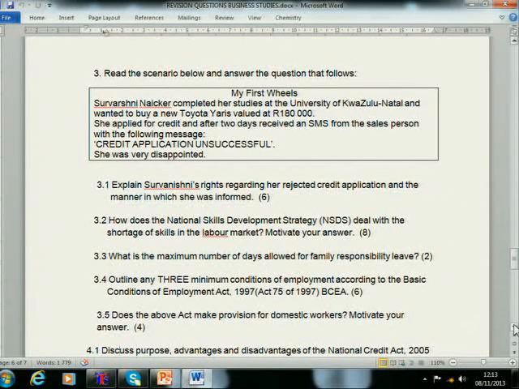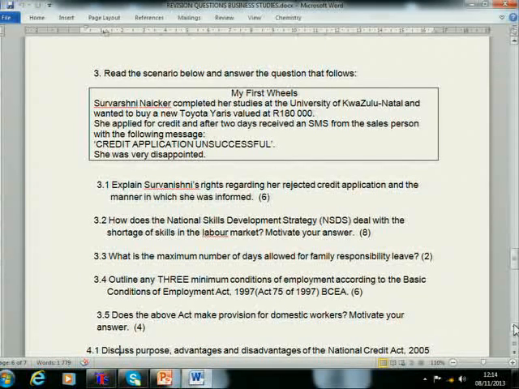Outline any 3 minimum conditions of employment according to Basic Conditions of Employment Act. Then you would just go through, we mentioned a number of them. The leaves, the notice, the wages, the time, 8, 9 hours. You indicate and illustrate or give examples of each.